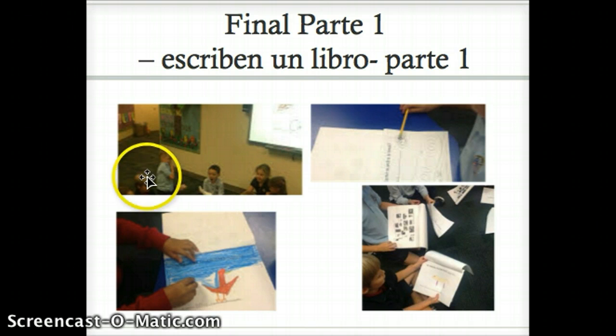Here, after they finish writing their books, the first part is where they're describing the animals, talking about their colors, what they eat, and basic things. They sat down in a circle and they told their stories to each other, and they read the book. They had a lot of fun.